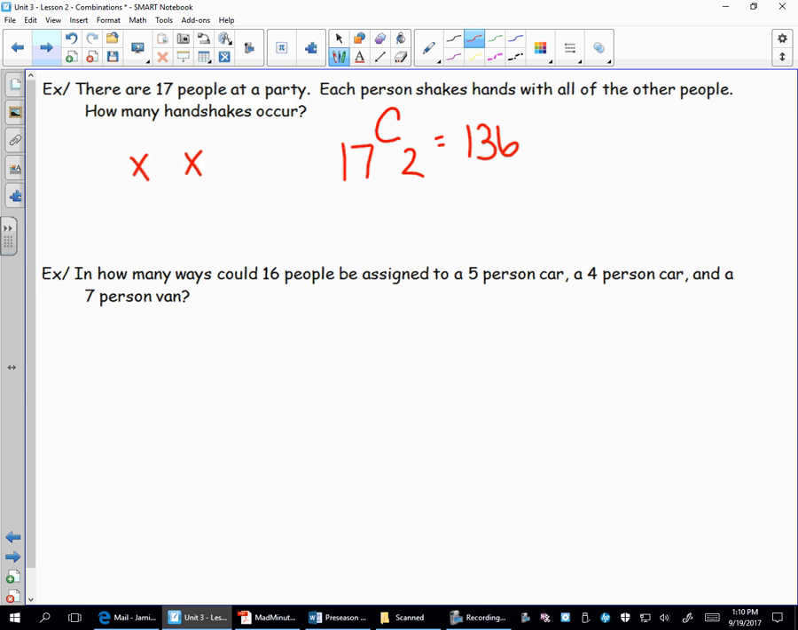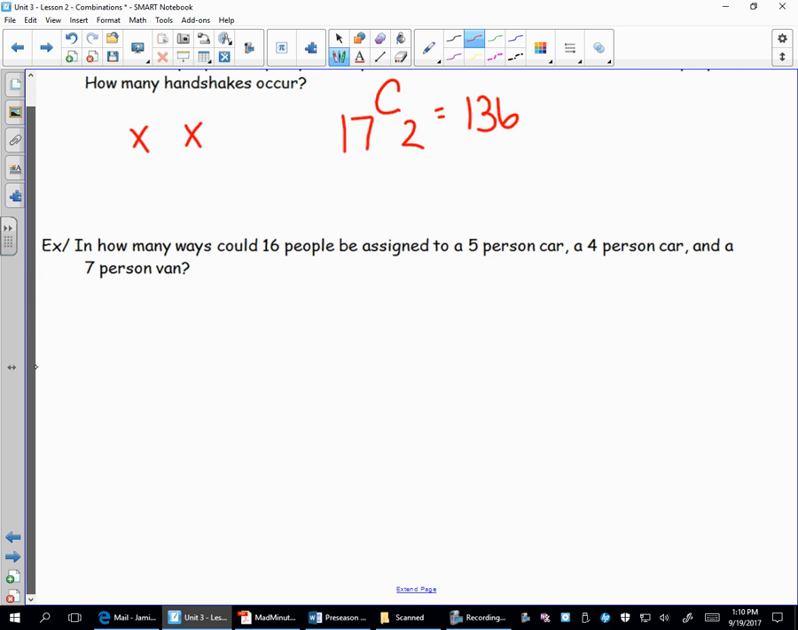Okay, last one. How many ways can 16 people be assigned to a 5-person car, a 4-person car, and a 7-person van? So what do we got to do? We've got to fill these spots. Does it matter what order they go in? No, it doesn't matter what seat you're sitting in, or even what vehicle you're in. You just have to get into a vehicle, right? So let's pick the 5-person car to fill first. We have 16. We need 5 people for that car.